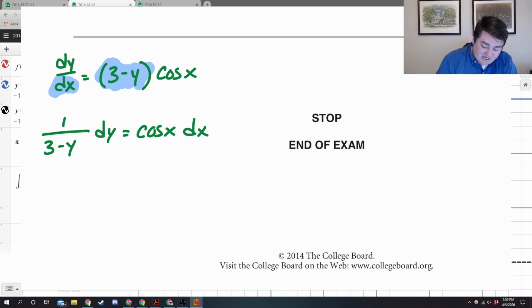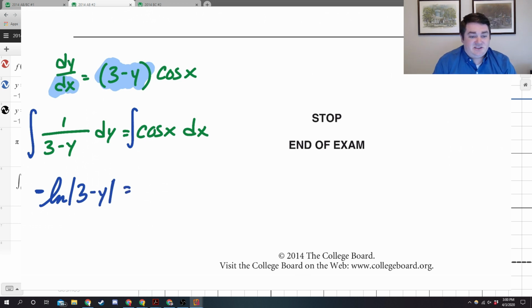Then I'm going to integrate both sides. Keeping in mind that on the left-hand side, that's going to be a u-sub. It's one that you can do in your head. It's a simple u-sub, but the derivative of 3 minus y is -1, so just be on the lookout for that. On the left-hand side, I'm going to have negative natural log absolute value of 3 minus y. On the right-hand side, the antiderivative of cosine x is sine x plus c. Remember, you only need 1 plus c, because if you had 2 plus c's, you would combine them and get another constant altogether. We're still going to call it plus c.